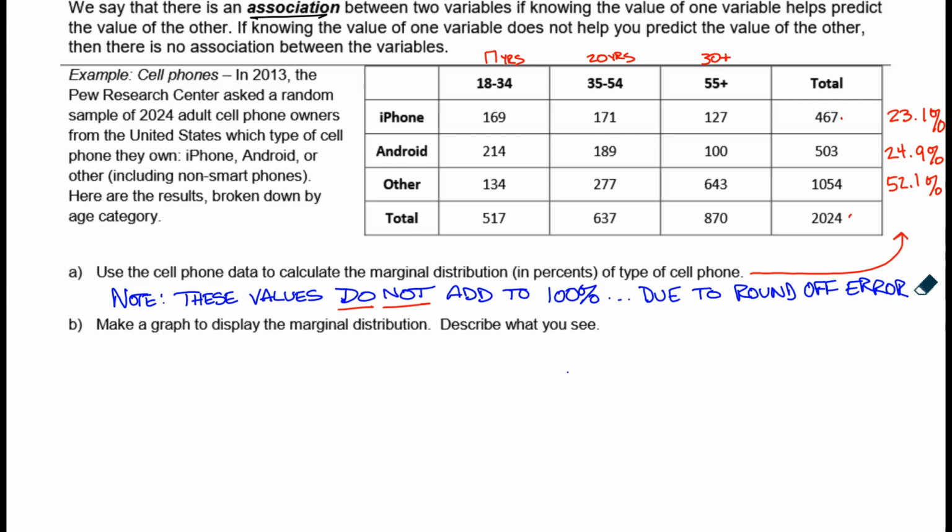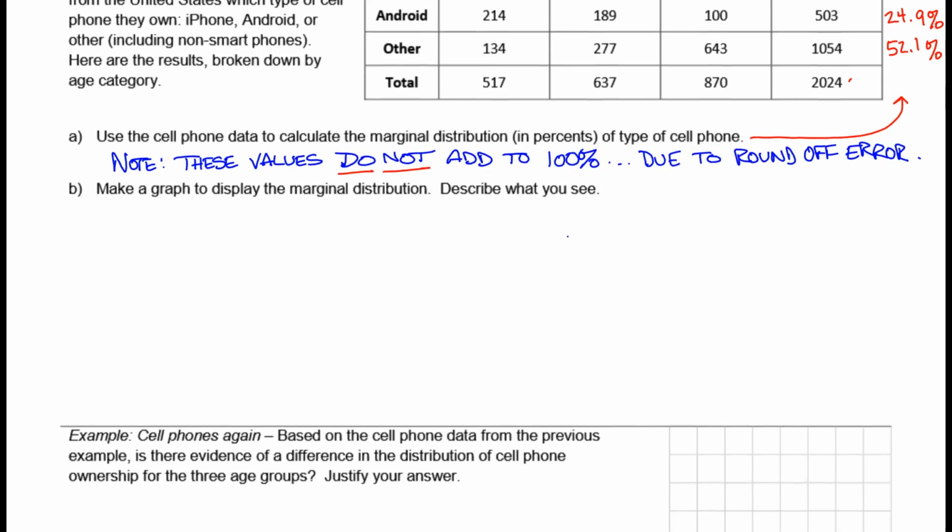Okay, so now let's take a look at part B here. It says make a graph to display the marginal distribution, and describe what you see. So I'm just going to quickly sketch out a graph here. It's not going to be real exact, and then we'll talk about what we see.